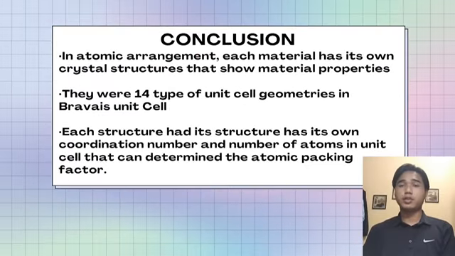Finally, for the conclusion, we can conclude that in atomic arrangement, each material had its own crystal structure that shows material properties, and it had 14 types of unit cell geometry in Bravais unit cell. Each structure had its own coordination number of atoms in the unit cell that can determine the atomic packing factor.